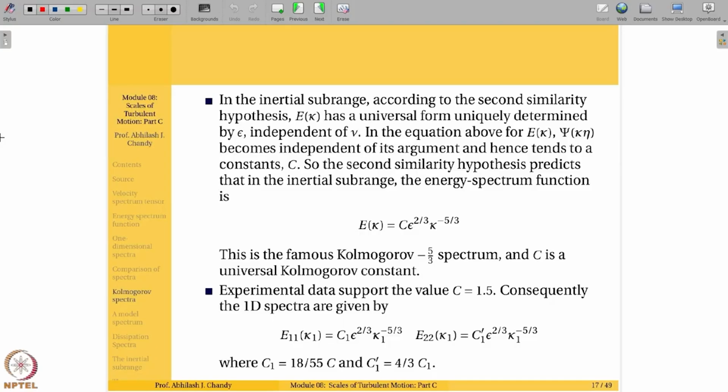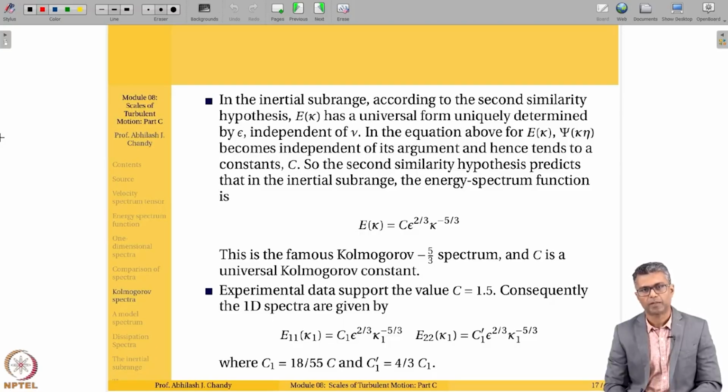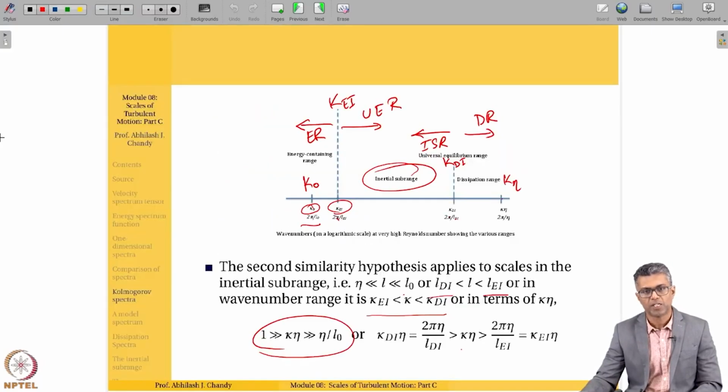Hello everyone. So we'll be continuing by looking at the module scales of turbulent motion. In the last class, we were dealing with the spectrum function, the energy spectrum function. We looked at the 1D spectra and looked at it in terms of kappa eta, and saw what that meant, looking at the different ranges, the inertial sub-range, the energy containing range, then the dissipation range, and how the value of kappa eta varies in these ranges.